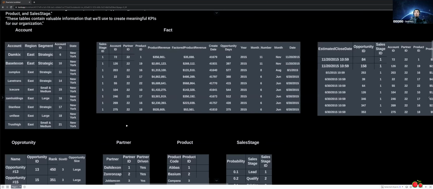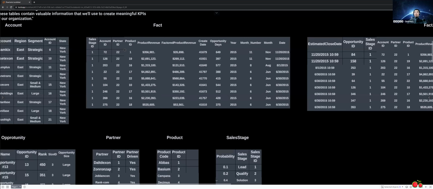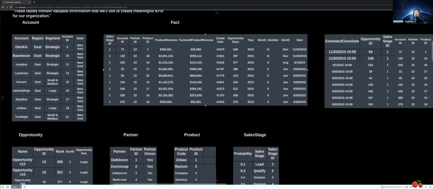So basically, if we go back a little bit and look at the fact table, or the fact A, you will see that, for example, here we have an account ID, a partner ID, a product ID, and all these IDs are going to be important and imported from the source tables, right? This is the account, and we have an account ID. This is the opportunity, we have opportunity ID, partner ID, product ID, right? Sales stage ID, and so on.